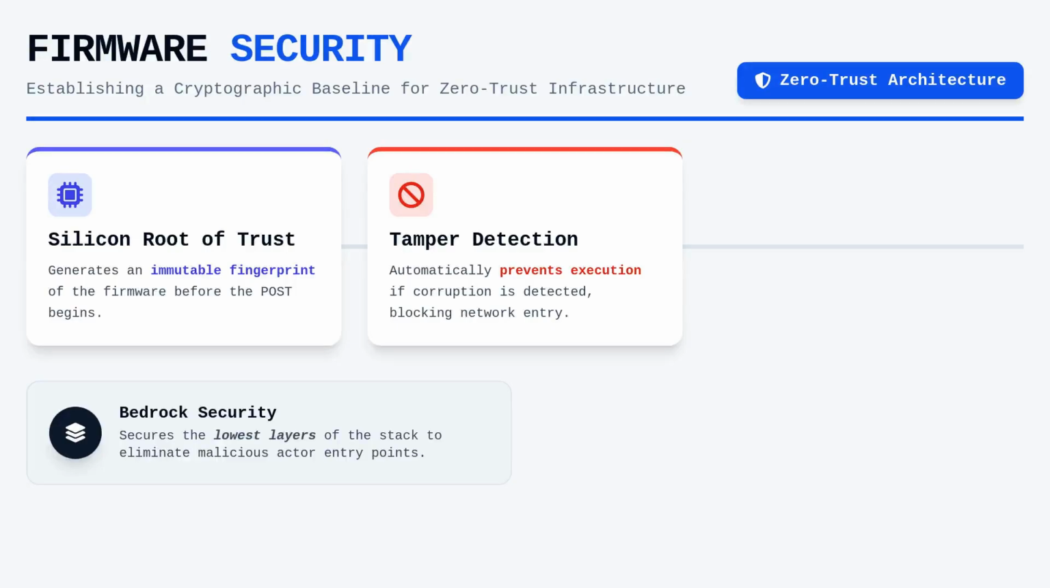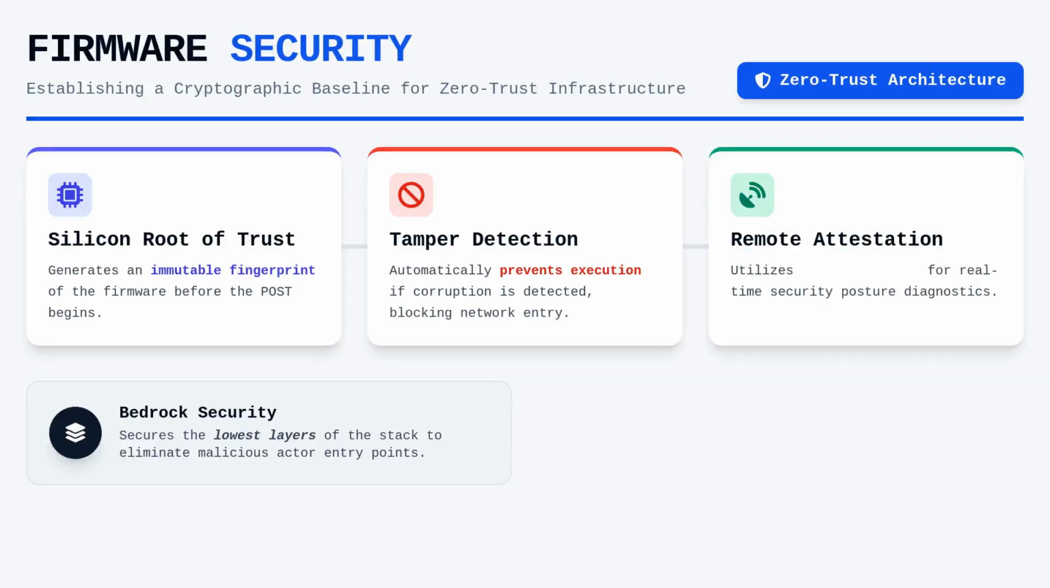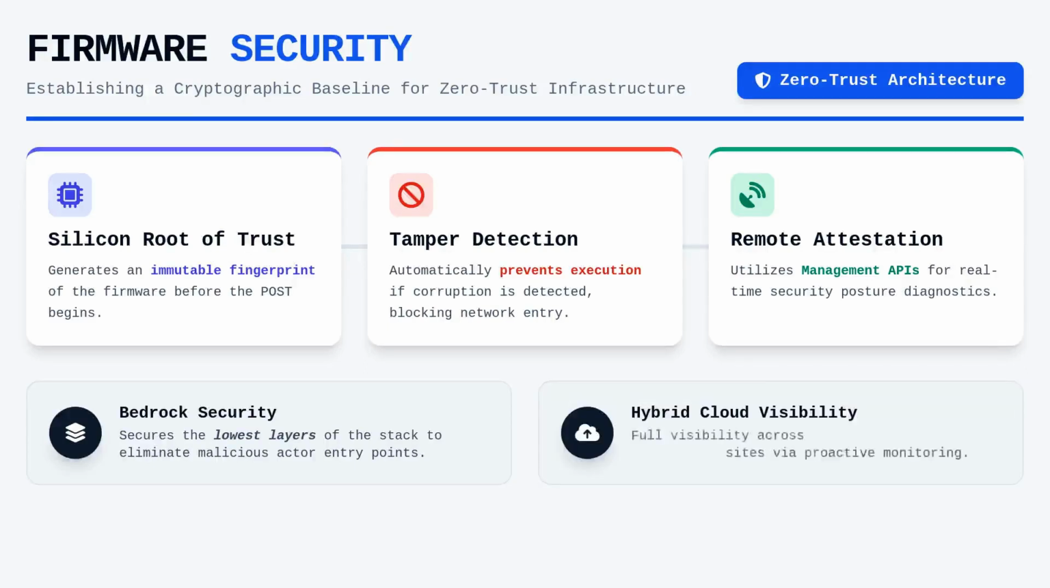You must understand how these cryptographic checks function in relation to your management APIs, as remote attestation becomes a core diagnostic capability. By monitoring these triggers, you can gain immediate insight into the security posture of your hardware across geographically distributed hybrid cloud sites.